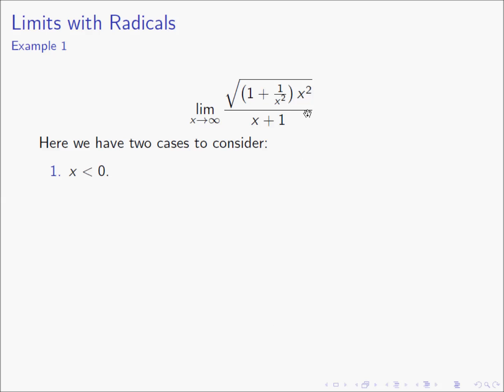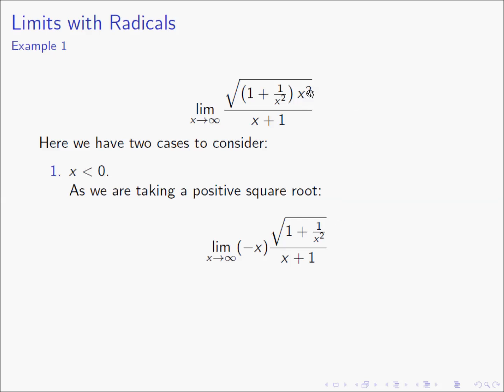First is when x is negative. Why do we have to consider two separate cases? Well, because when we take the square root, we need to take the positive square root. So the sign of the square root of x squared depends on the sign of x. In this case, when x is negative and we're taking a positive square root, we can take this x squared outside the square root, and the positive square root is minus x, because as x is negative, minus x is positive.